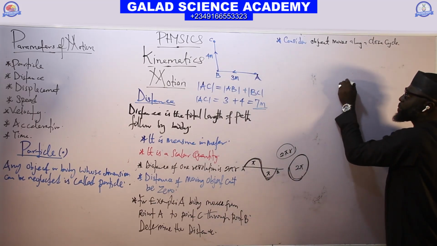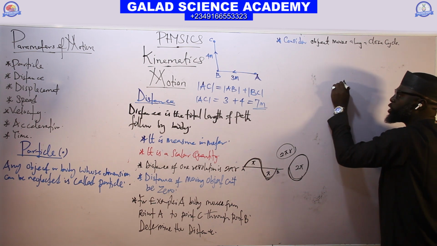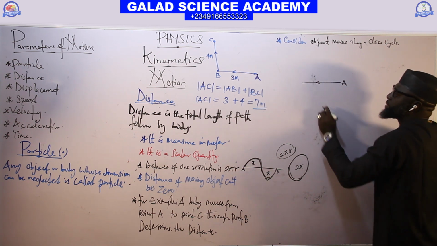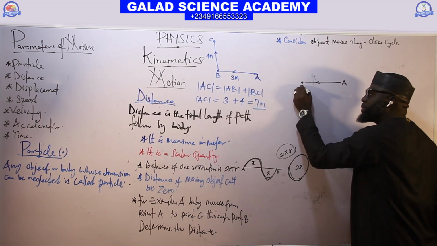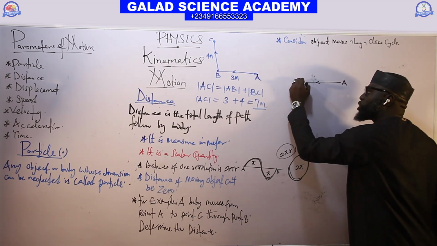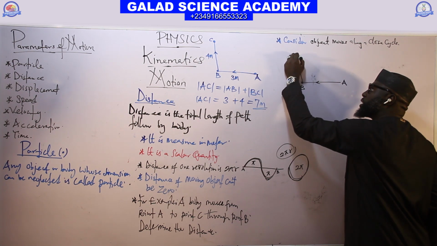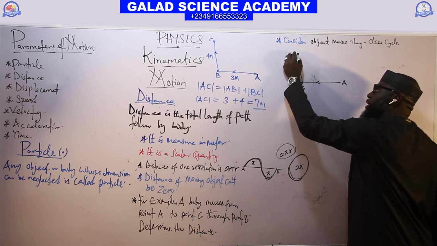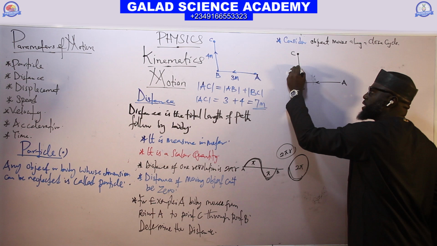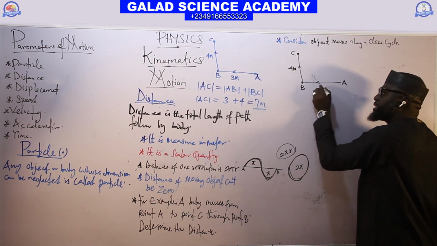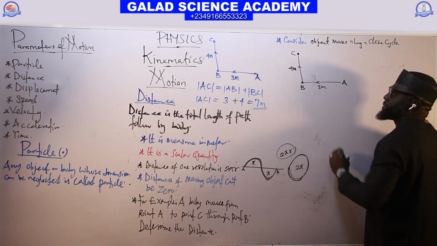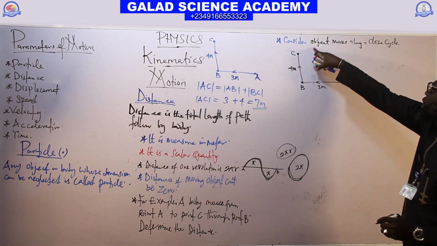We have A here. It travels like this to point B here, then it continues its journey to C. Distance between B and C is 4 meter. This is 3 meter.